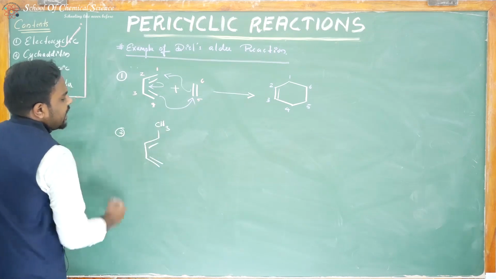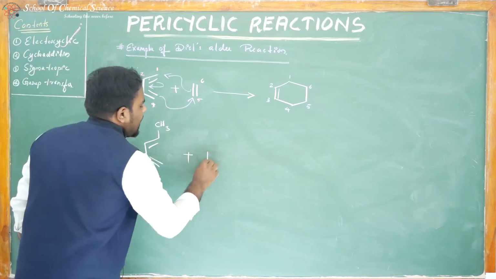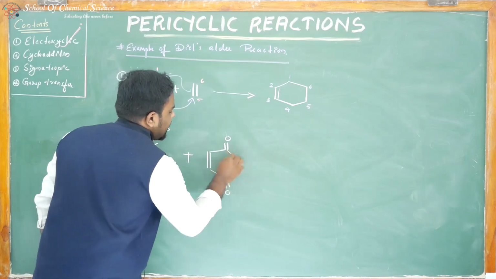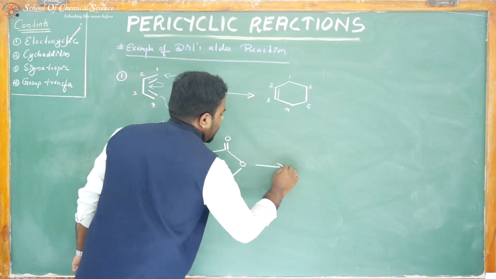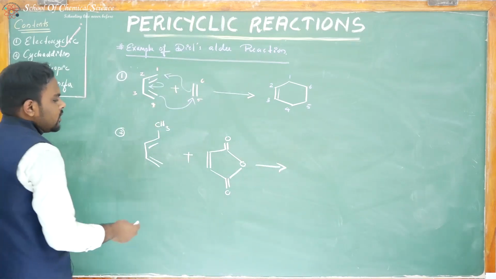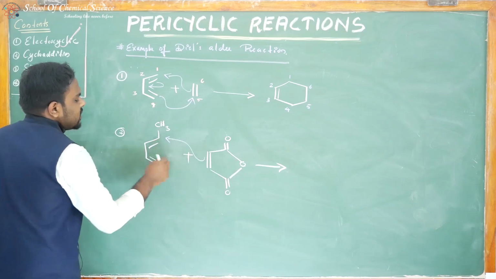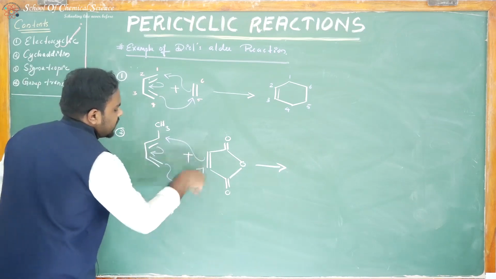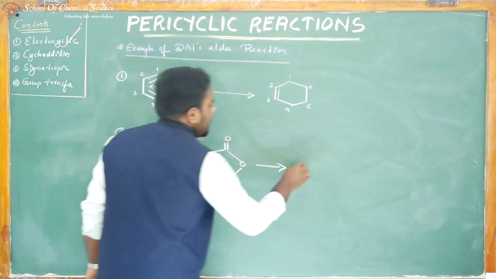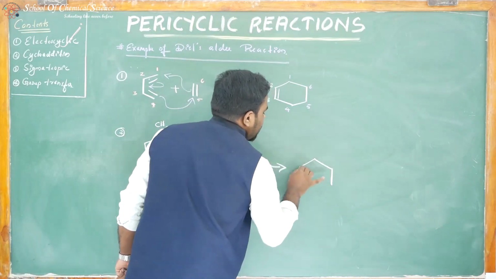A substituted diene plus maleic anhydride. This is maleic anhydride. What is the product? Okay, electron shifting: this will make a sigma bond here, this moves towards here, and a new sigma bond is formed. So 1, 2, 3, 4, 5, 6. A 6-membered ring is your product.